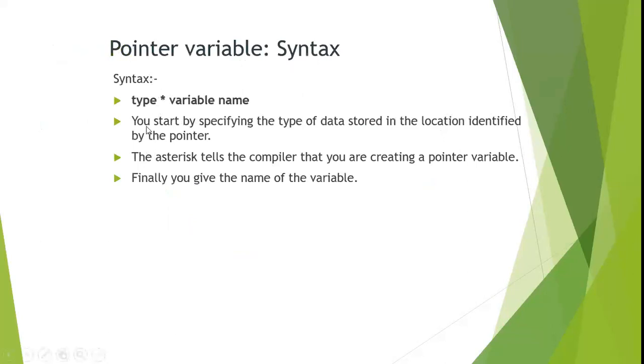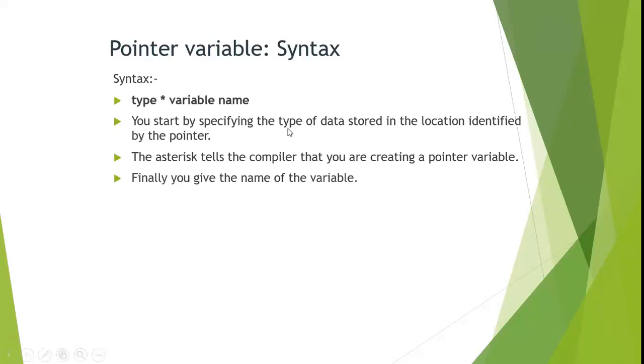Now the pointer variable syntax: we normally say the type of the pointer, and there's an asterisk symbol, which in programming language normally means pointing, and then the name of the variable, right? So you start by specifying the type of the data stored in the location identified by the pointer. As I told you just now, we have taken a variable a equal to 20, and a is of type integer. So the variable b, which is storing the address of a, will also be of data type integer, because it is storing the address of a variable whose data type is integer, right?